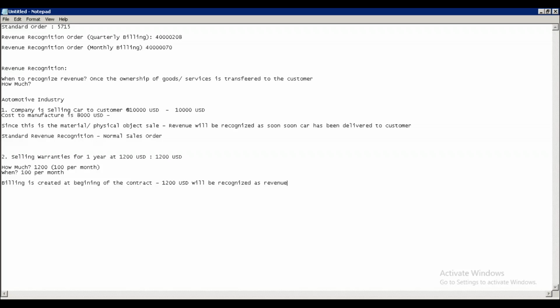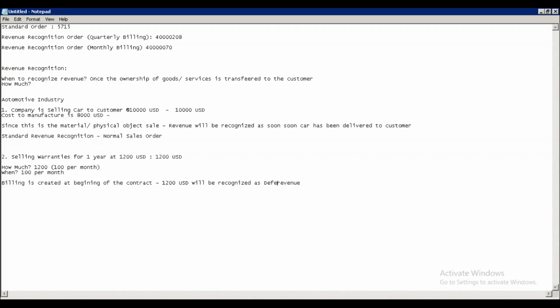Gaurav, it's not like that. We need to book the 1,200 in a deferred revenue account, which is not a revenue account, it is a balance sheet account. And every month, this deferred revenue account will be debited and the revenue account will be credited using revenue recognition. Perfect. Yes. So if we create the billing at the beginning of the contract, we need to tell the system not to book this 1200 USD as revenue. What we can tell it is to book this 1200 USD as deferred revenue.